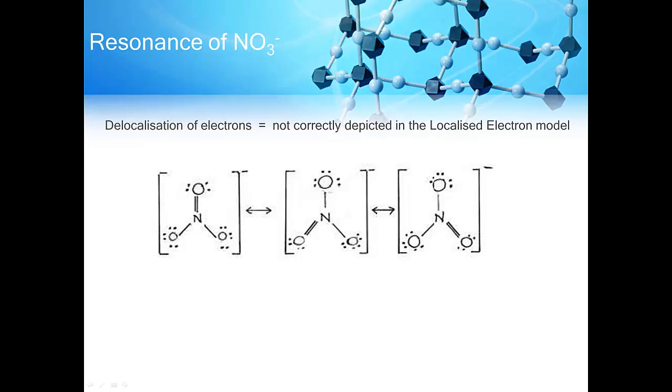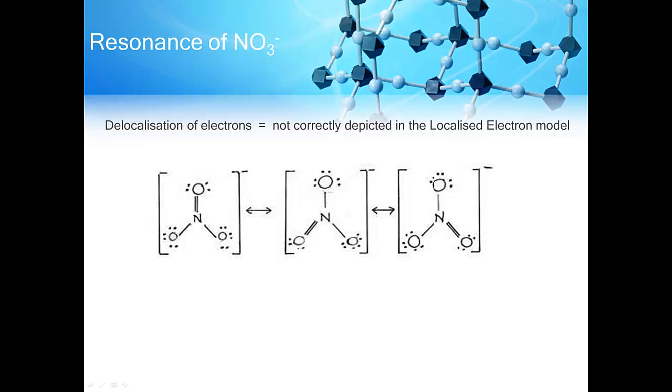All of these different forms are potentially correct answers, and we draw double-headed arrows in between them to show this. We put them in brackets and show the charge outside the bracket, so it's NO3-, with the minus charge outside the bracket, and in between each of the three resonance structures we put these double-headed arrows.